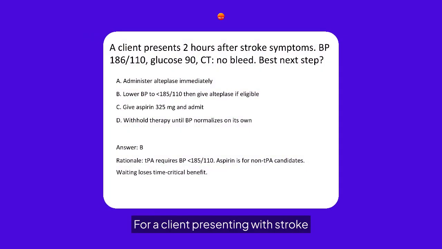For a client presenting with stroke symptoms and high blood pressure, the best next step is to lower BP to 185/110 before administering alteplase if eligible. This ensures the client meets the criteria for tPA administration, optimizing treatment efficacy.